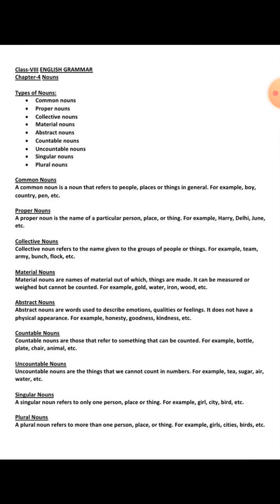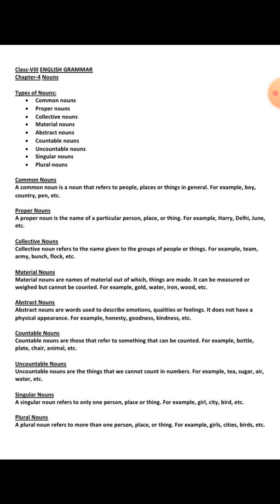Abstract nouns. Abstract nouns are words used to describe emotions, qualities, or feelings. It does not have a physical appearance. Okay? For example, honesty, goodness, kindness, etc. So these are all emotions, qualities, or feelings. Okay? And it does not have a physical appearance.